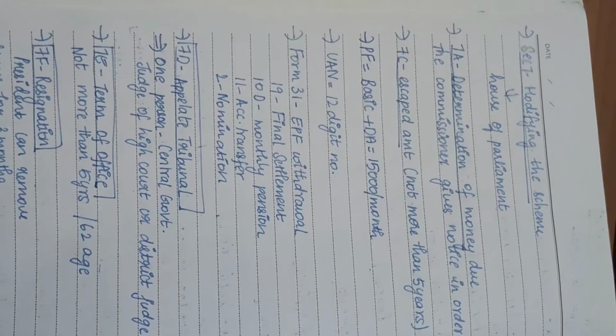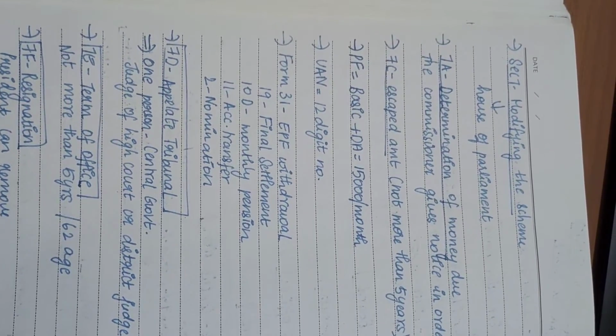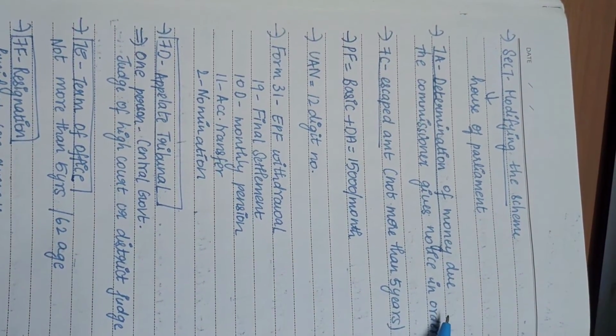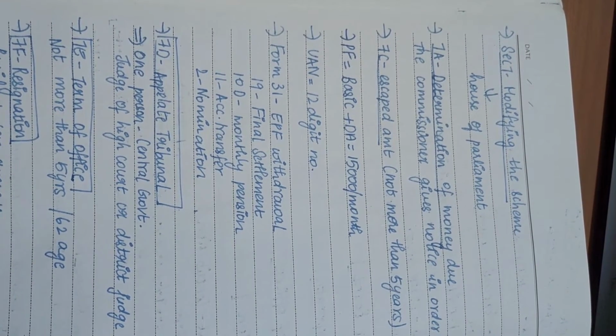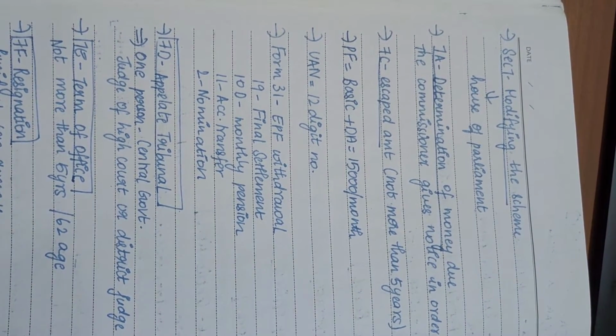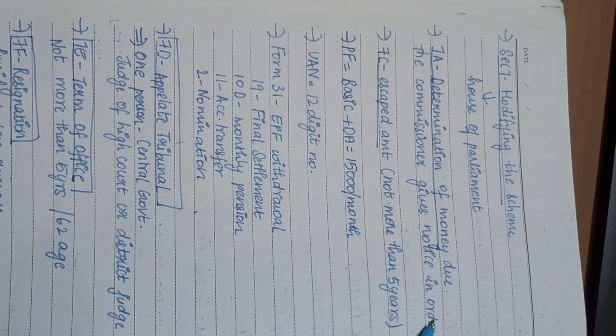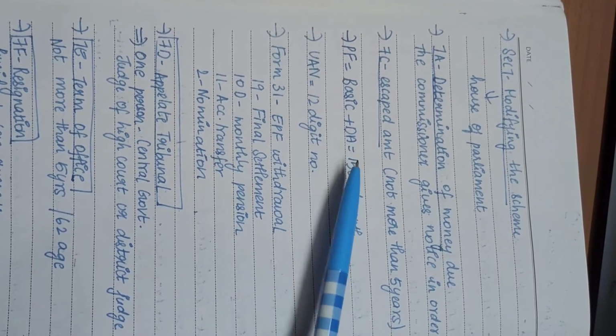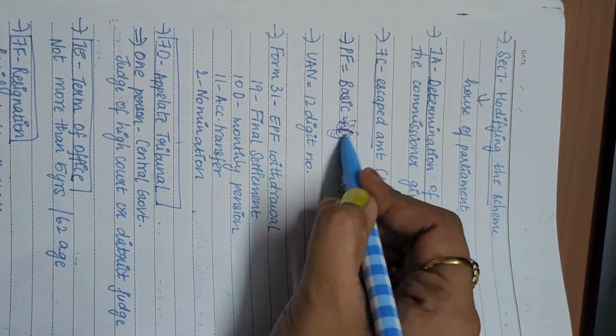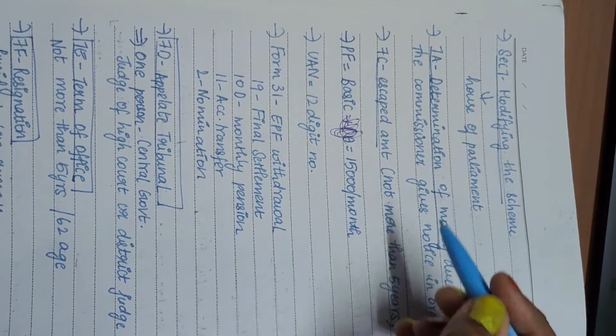So coming to 7A, determination of money due, which we just discussed, the commissioner gives the notice to the employer to pay the amount which is due. And DA is not included. It's just basic 15,000 per month.